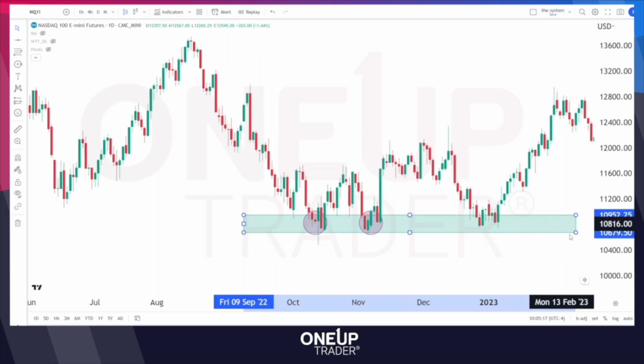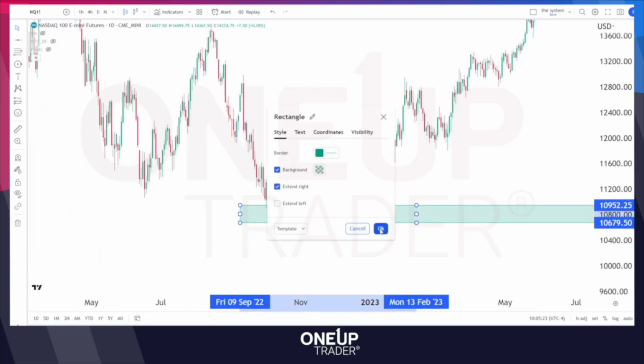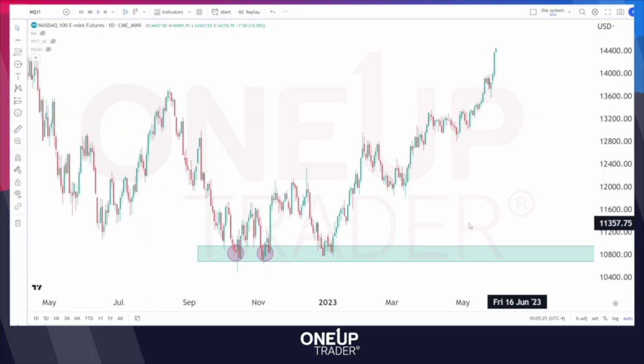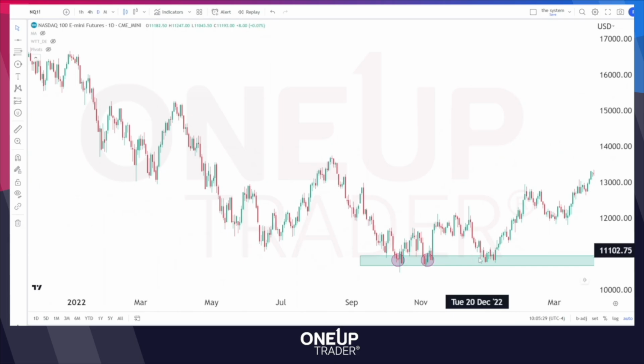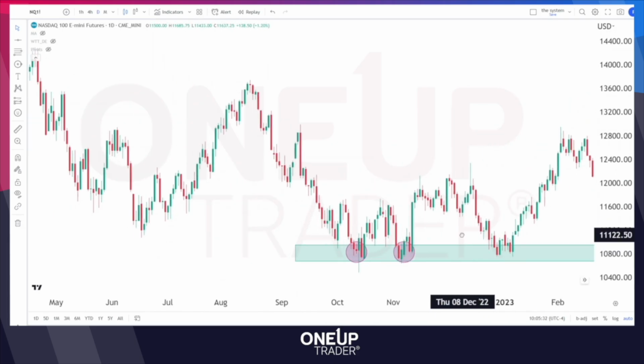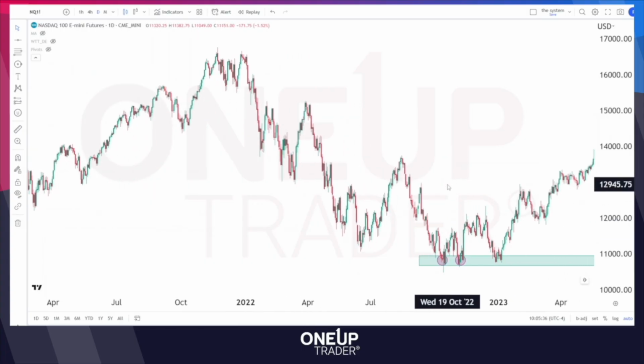So what we do is we extend that to the right. You can actually extend that as far right as you like. It just depends on how clean you want your charts to look. In this case, we haven't actually seen any price data down there, so there's no point in putting it further than these 3 points. So that's how we would draw a support zone. The same goes for when we are drawing our resistance.